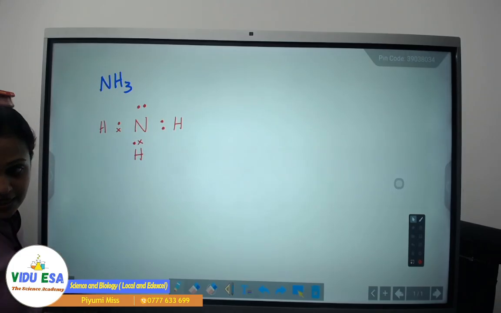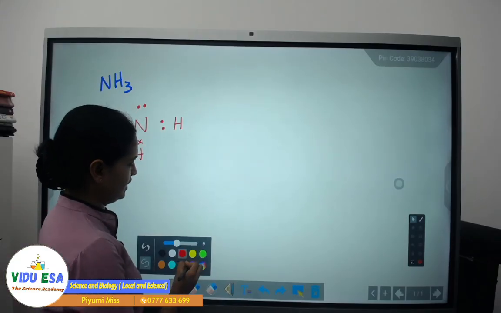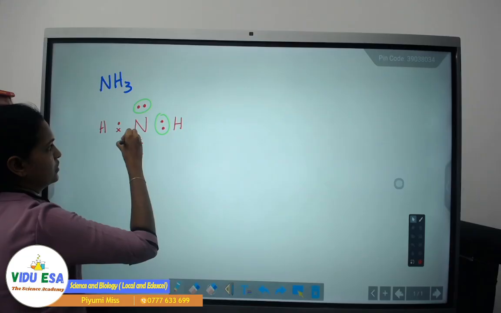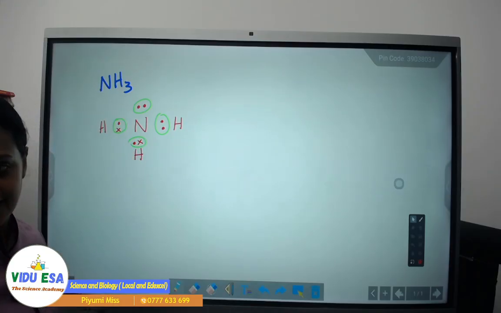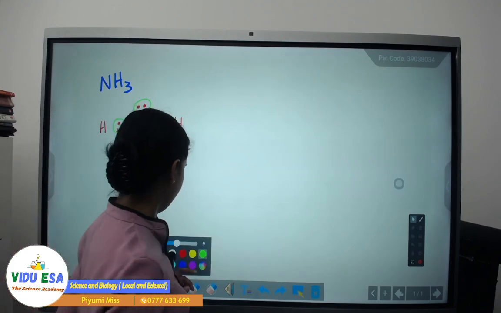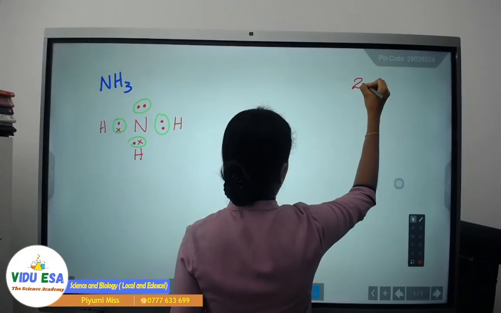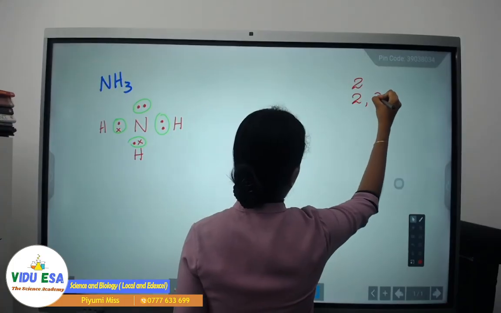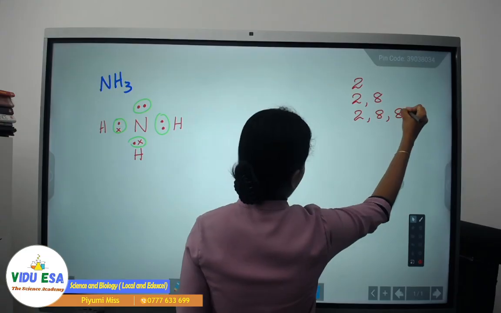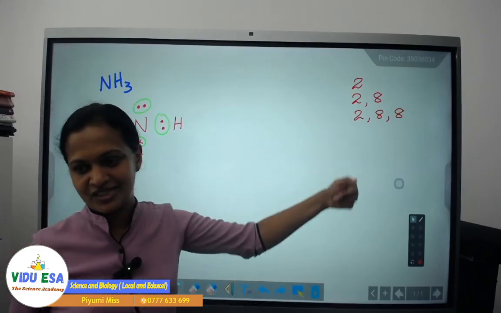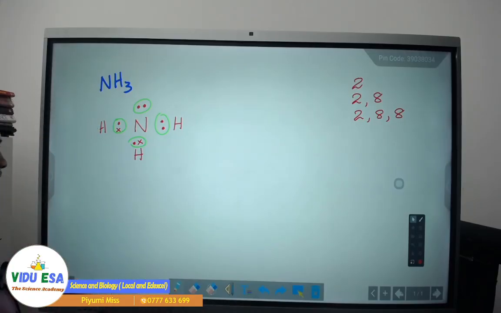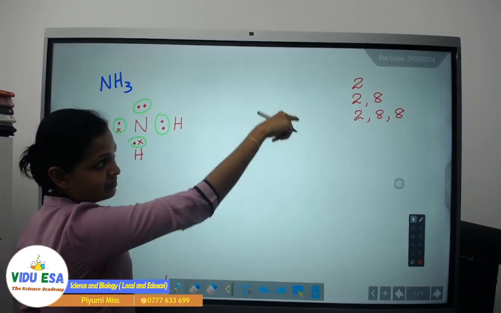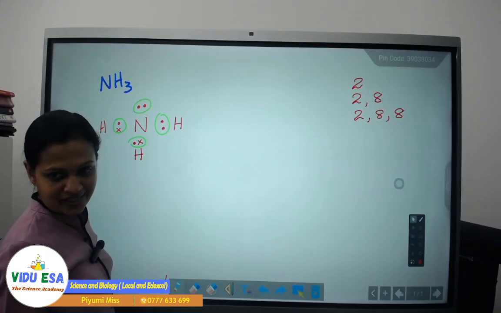Now here you can see, in the case of nitrogen, it has completed the 8 electrons: 2, 4, 6, 8. Nitrogen has completed the 8 electrons because these atoms try to obtain the configuration of the noble gases 2, 2, 8 and 2, 8, 8. And they are trying to reach this level. In the case of hydrogen, each hydrogen atom has completed 2 electrons.